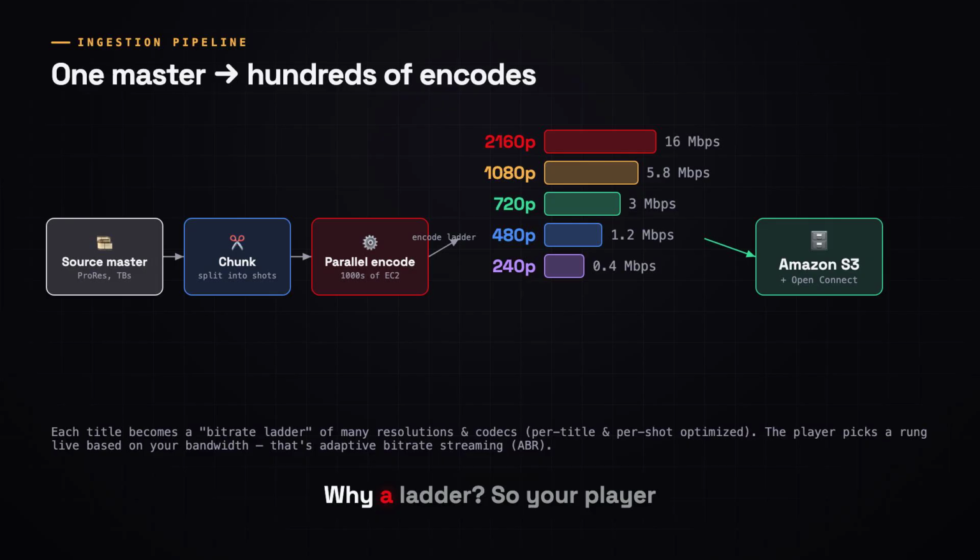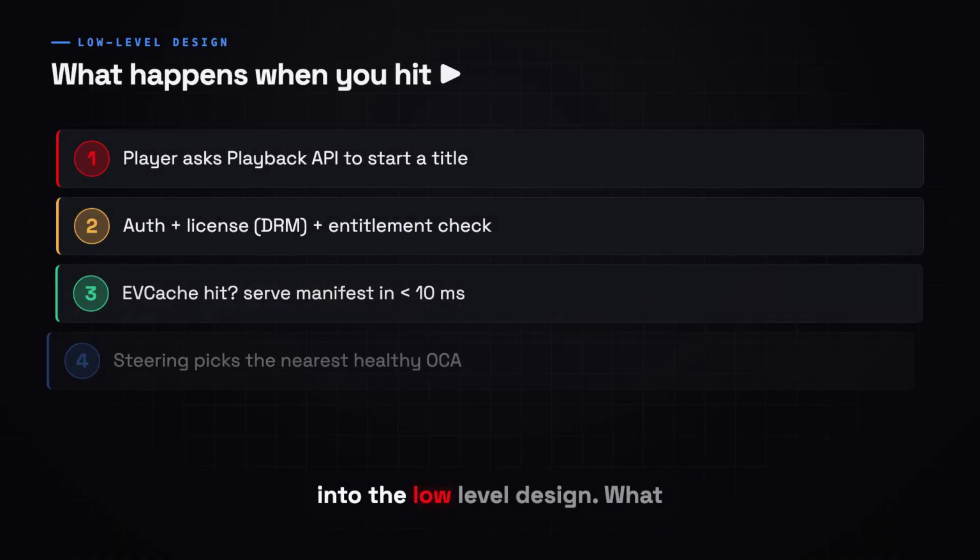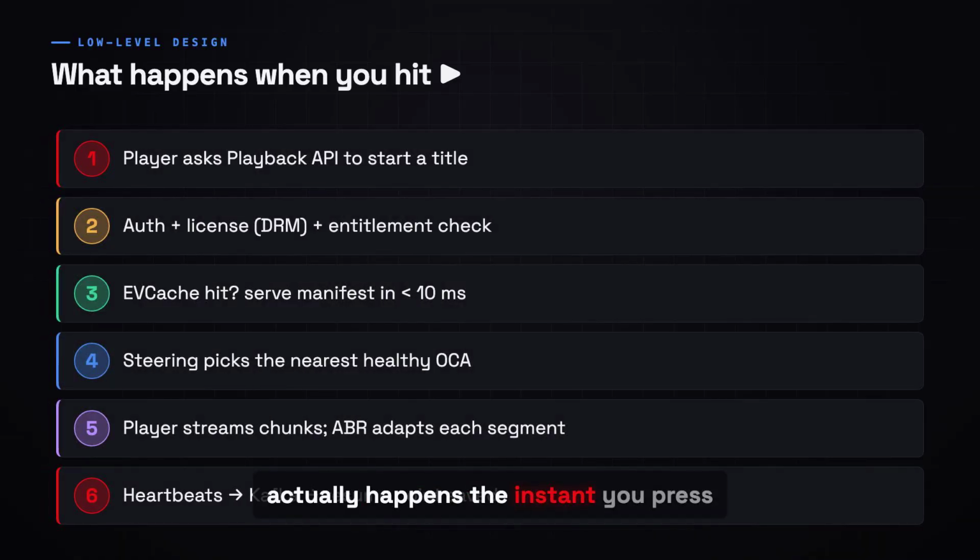Why a ladder? So your player can switch rungs in real time as your network changes. That is adaptive bitrate streaming, the reason your video dips to blurry for a second instead of freezing. Let's zoom into the low-level design. What actually happens the instant you press play?